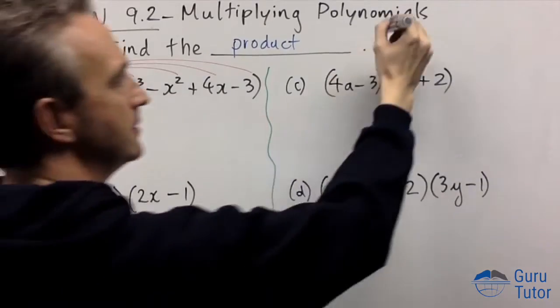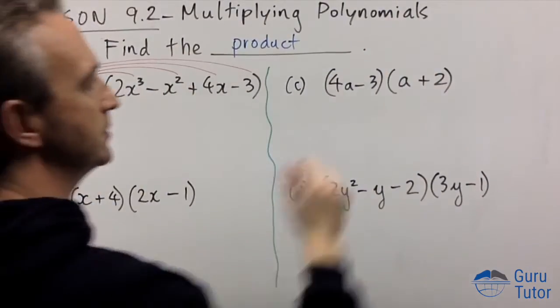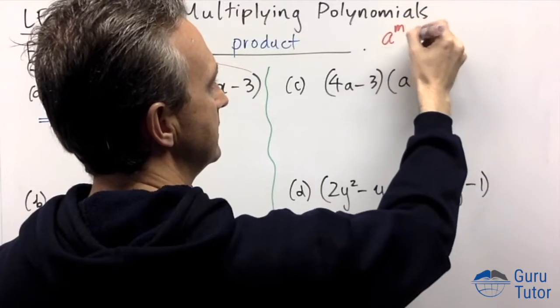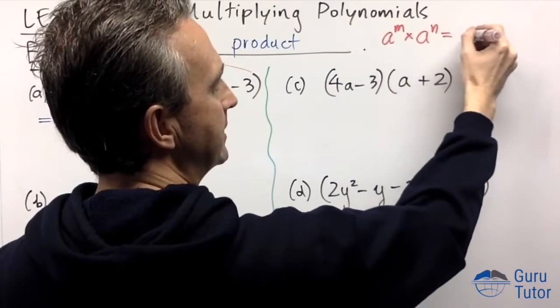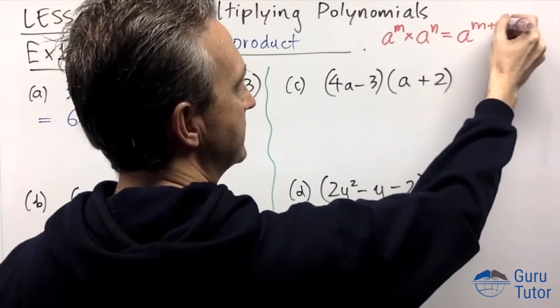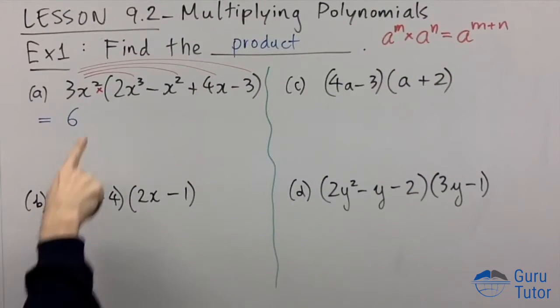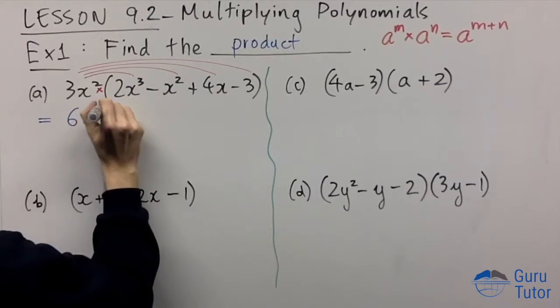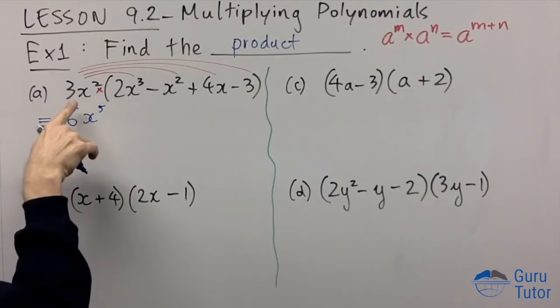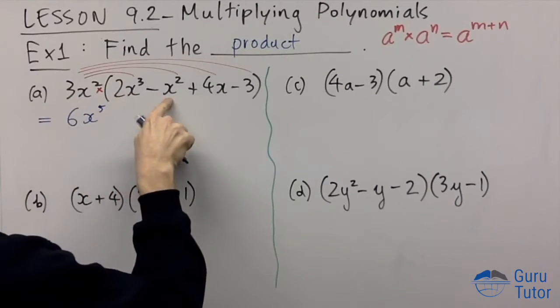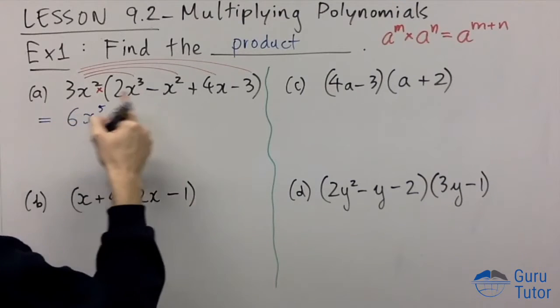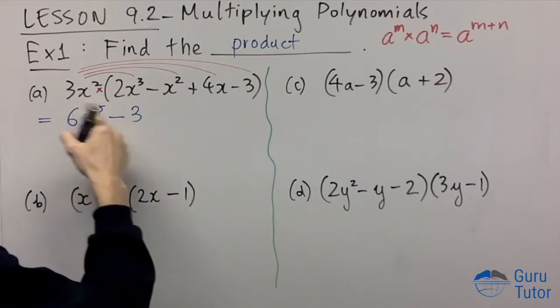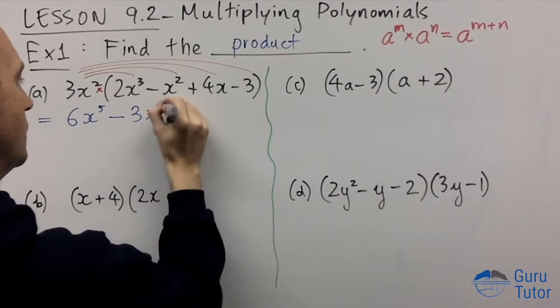What's that? Here we've got to use that rule we got. So if we've got a to the m times a to the n, that becomes a to the m plus n. We add the exponents. So if I've got x squared times x cubed, it's going to become x to the power of 5. Next one, we do 3x squared times minus 1x squared. That's going to be minus 3, since 3 times minus 1 is minus 3. X squared times x squared is x to the 4.